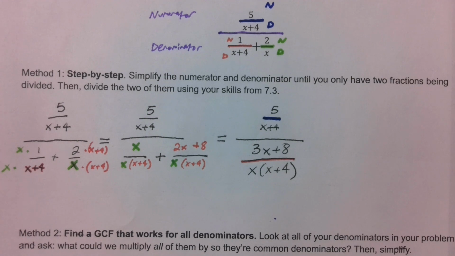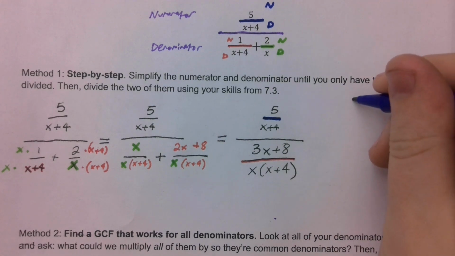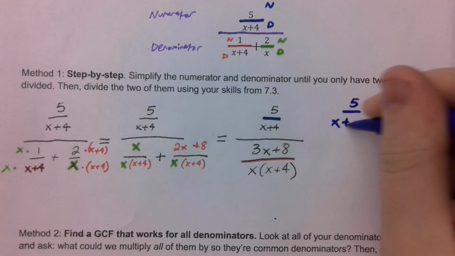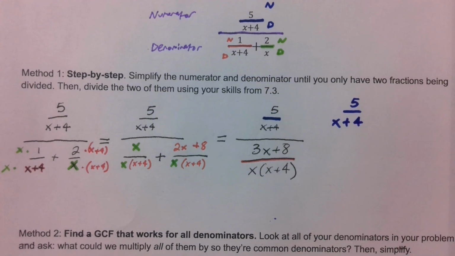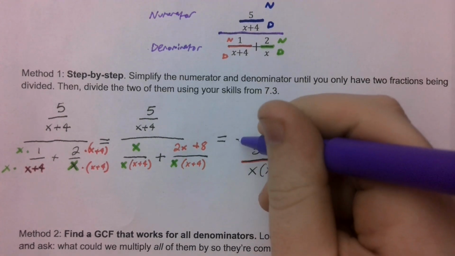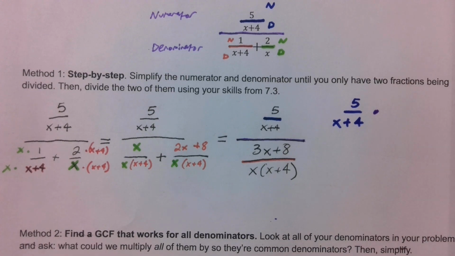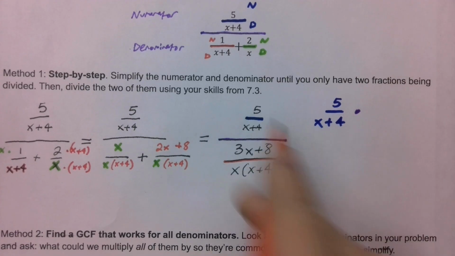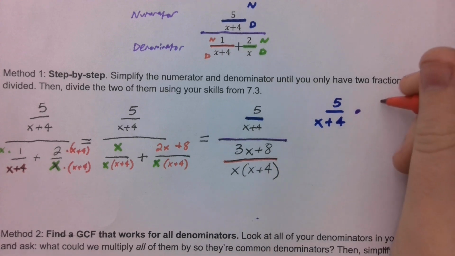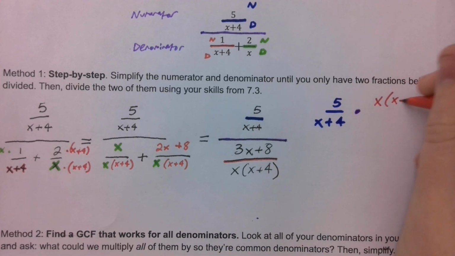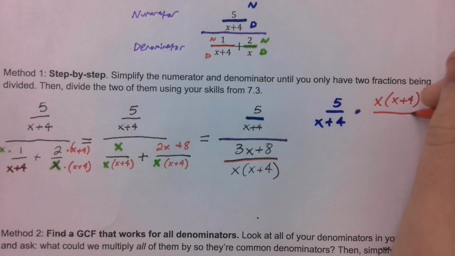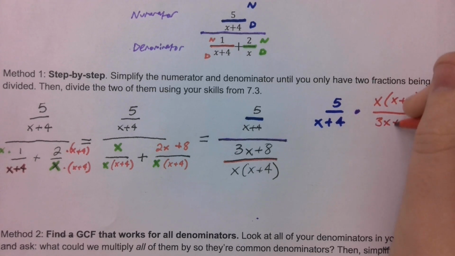Whenever you're dividing two fractions, remember what we do? We keep, change, flip. So let's keep 5 over x plus 4 the exact way that it is. We're going to change our division sign into multiplication, and we are going to flip our denominator, the big denominator right here, to be x times x plus 4 over 3x plus 8.